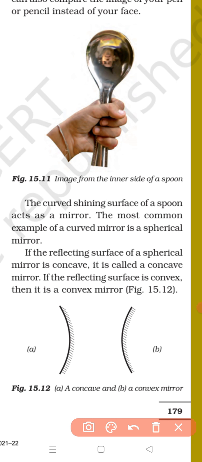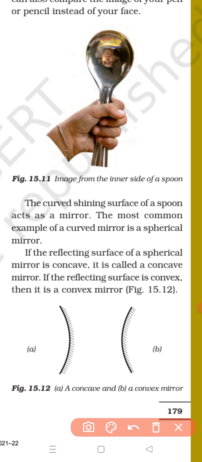Here some shaded portion is given. This shaded portion is the silver coating protected by a paint. And the front part, which is given in black color, is the concave surface which reflects light.